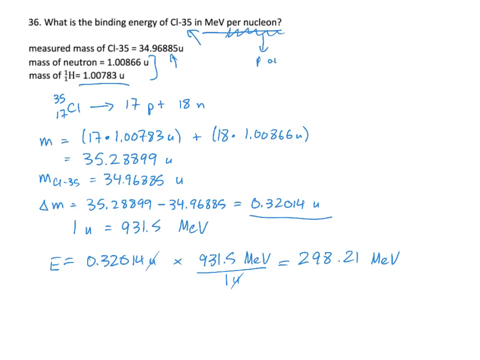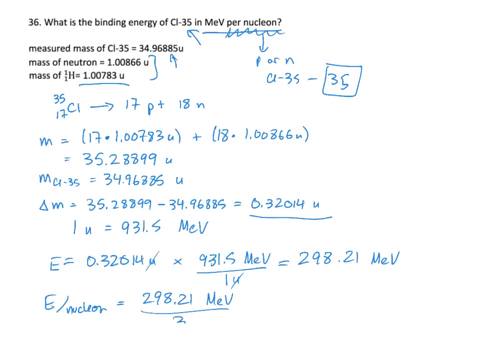Now don't forget the very last step here, which is it wants it per nucleon, and a nucleon is a proton or a neutron. So chlorine has 35 nucleons. So the energy per nucleon is our total energy, 298.21 mega electron volts, over 35, which is equal to 8.52 mega electron volts per nucleon.